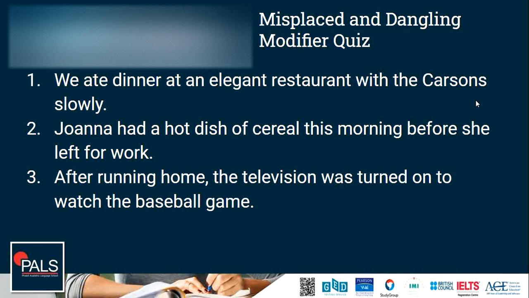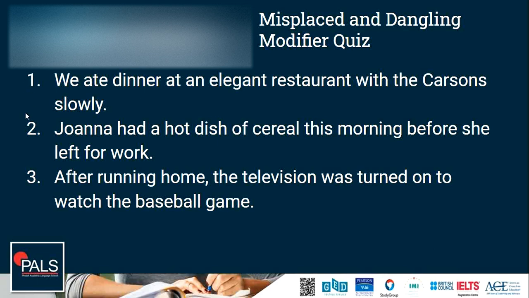Another example: "Joanna had a hot dish of cereal this morning before she left for work." We have two modifiers here, this morning and before she left for work. So it's better to put this beside Joanna. "This morning, Joanna had a hot dish of cereal before she left for work." It's so confusing to have two time modifiers here, so it's better to put this morning at the start of the sentence. So both 1 and 2 are misplaced modifiers.